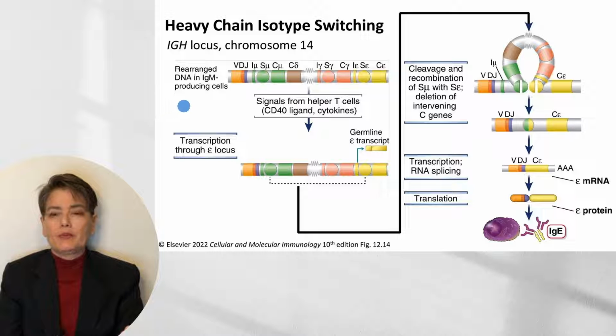So here we have a cell that's making IgM, and at the IgH locus on chromosome 14, we're going to go through this process where we're going to be having recombination and cleavage to result in class switching to IgE. And if we get translocation occurring here in the processes of cleavage and recombination, that can result in malignant transformation.